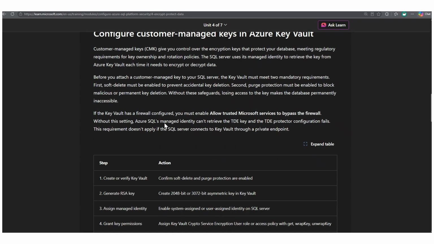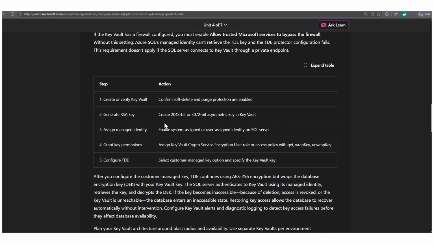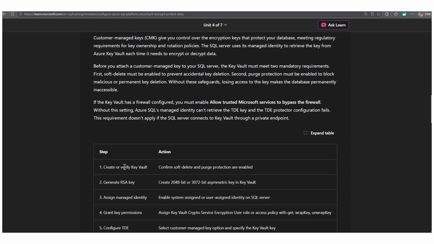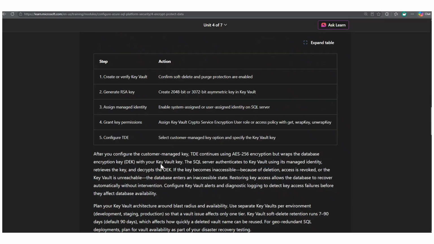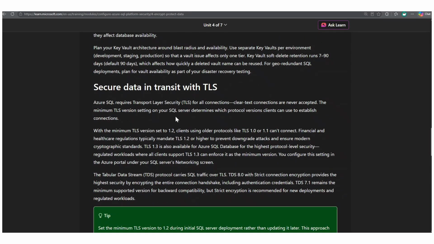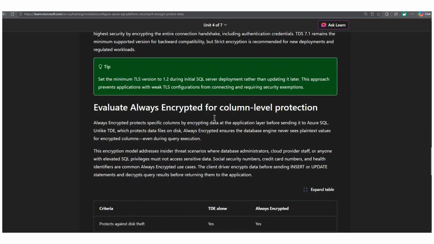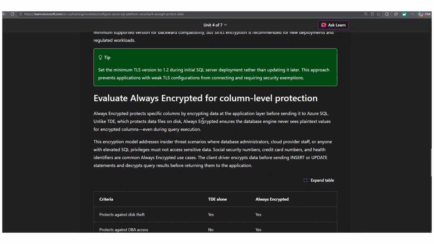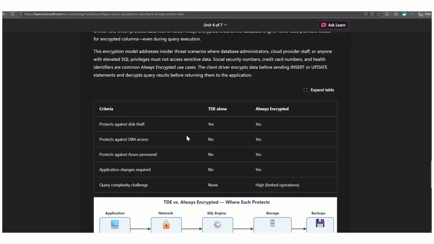All right, so more information here, the steps that you need to do this. So if you want to come back, we talked about securing data in transit with TLS, and remember the minimum is 1.2. You cannot even choose anything else. Always Encrypted, we talked about this.